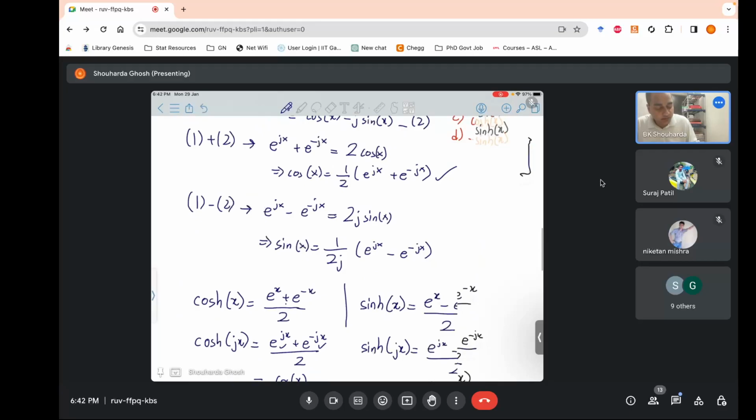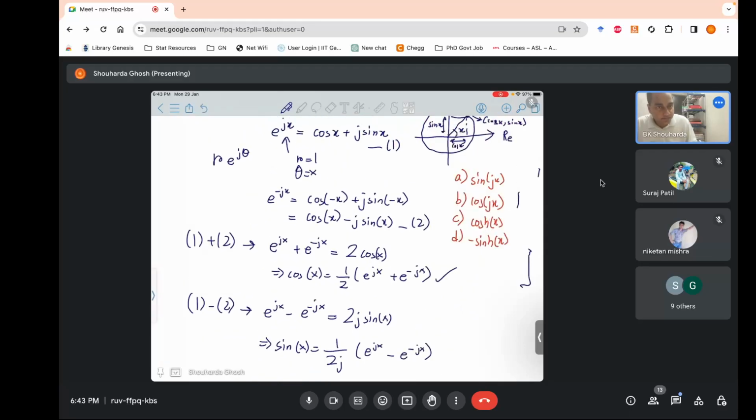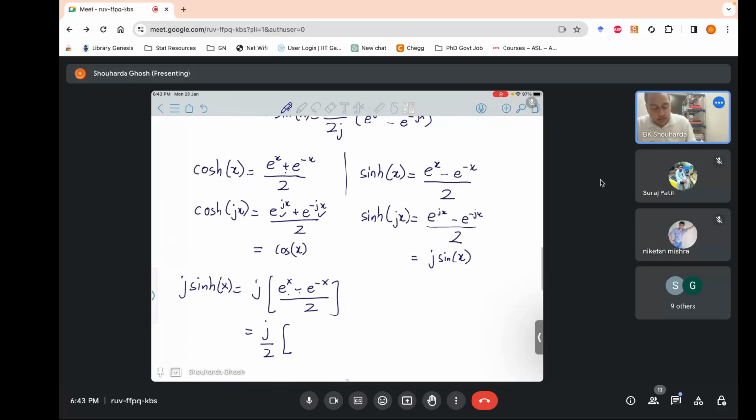That means we are left with sine and cos, and when you're left with sine and cos, it means you need to bring in the j's. How do you bring in the j? What is the property of j that we will be using? We will be using j square equal to minus 1.